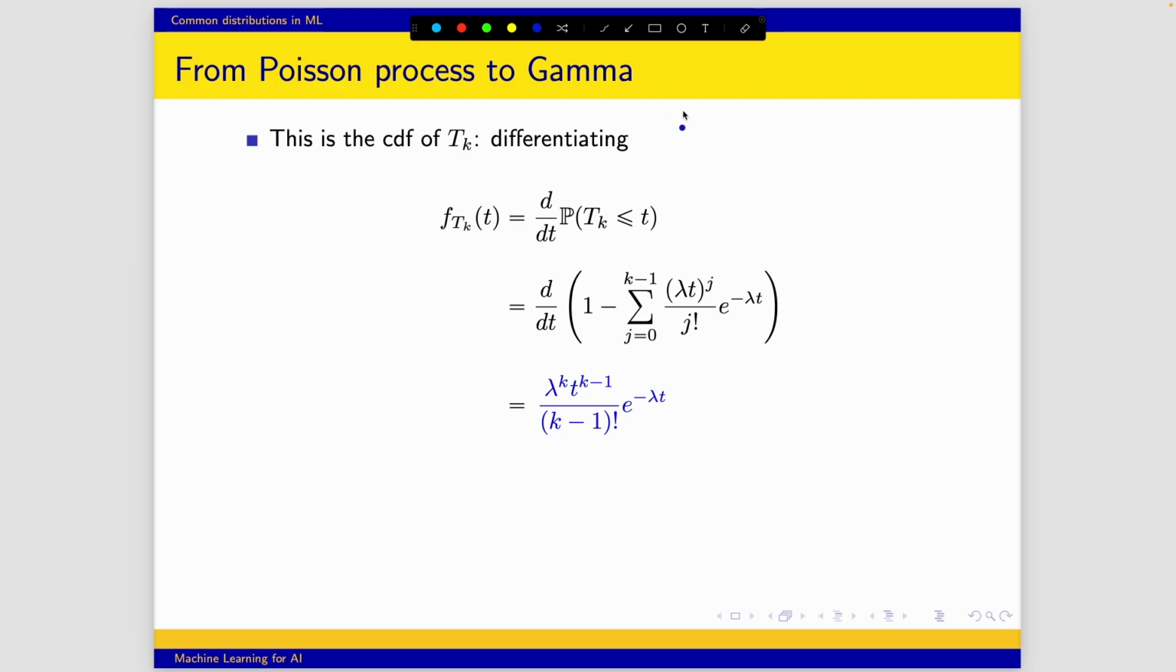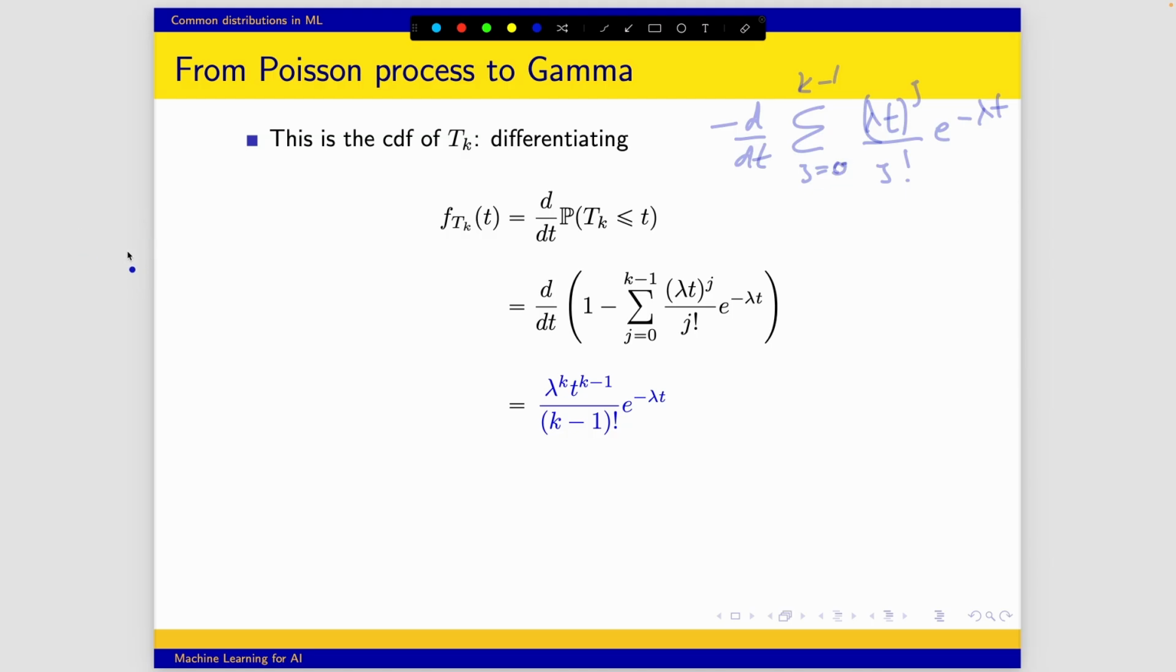We need to find d/dt. The derivative of 1 is obviously 0. So what we need is minus d/dt of this sum from j equals 0 to k minus 1 of (lambda t)^j over j factorial times e^(-lambda t). So let's focus on this derivative, forget about the negative sign there. Let's write this out for a few terms.